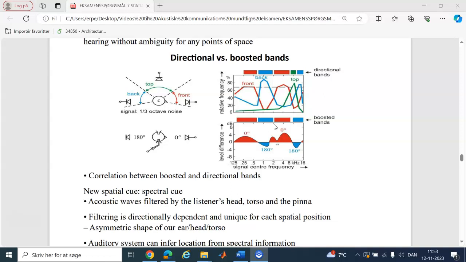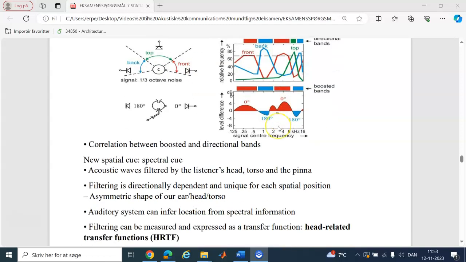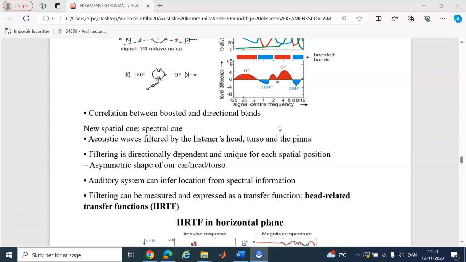Acoustic wave filtered by the listener's head, torso, and the pinna. Filtering is directionally dependent on and unique for each spatial position, asymmetric shape of our head or torso. Auditory system can infer localization from spectral information. Filtering can be measured and expressed as a transfer function. Okay, head-related transfer function.